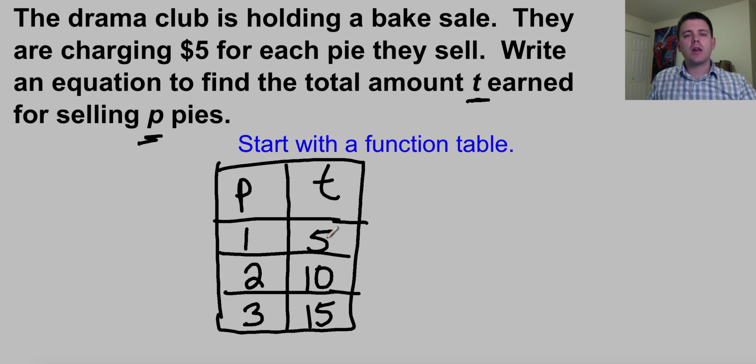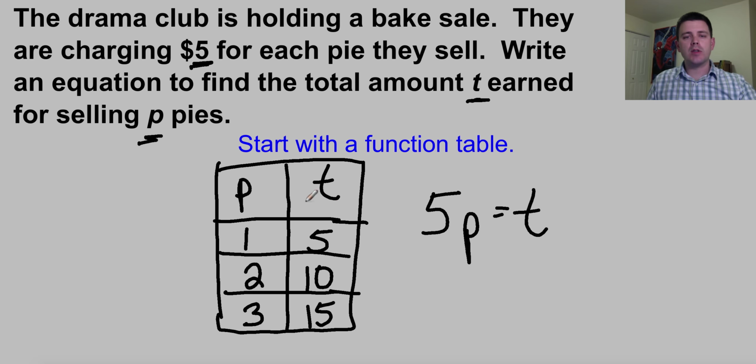Okay? Now you kind of notice that every time I make a purchase, I'm just taking the number of pies, P, times $5. So what am I doing to P? I'm multiplying it times 5. $5 times the number of pies, and that gives me my total.